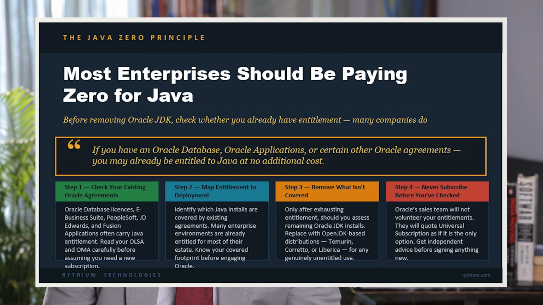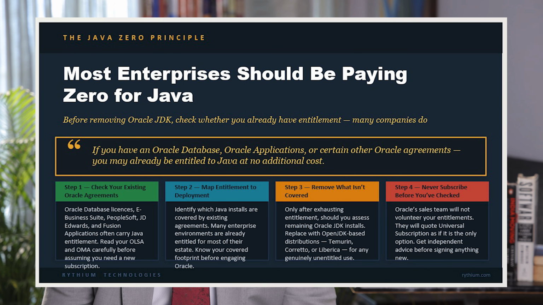Actually, we have a different opinion. We have a different view. We believe in the Java Zero principle. We have a view that end users should not pay for Java. That is the Java Zero principle. There are intermediaries or Oracle that can pay for Java, not you, the end customer.